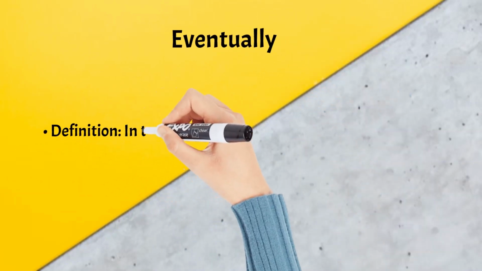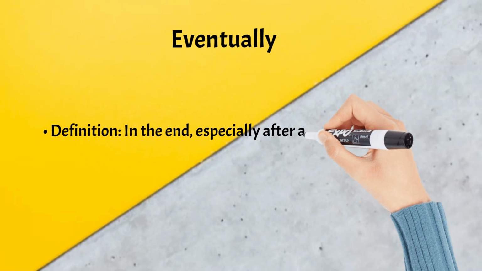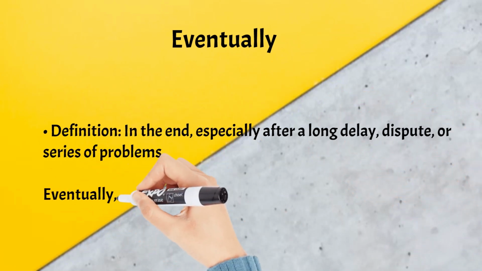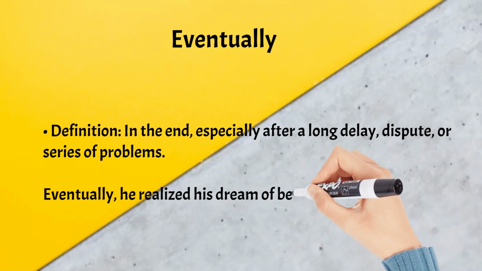Eventually. Definition: in the end, especially after a long delay, dispute, or series of problems. Example: eventually, he realized his dream of becoming a pilot.